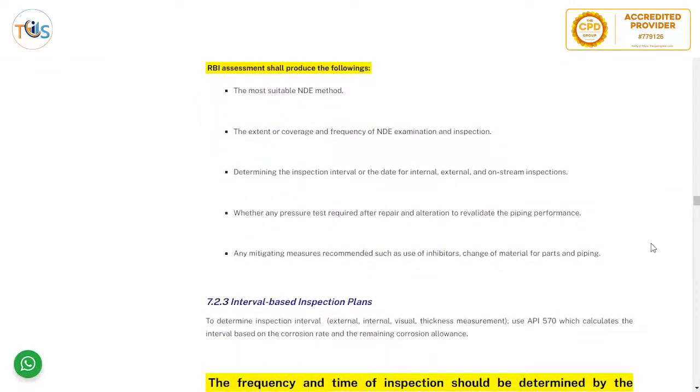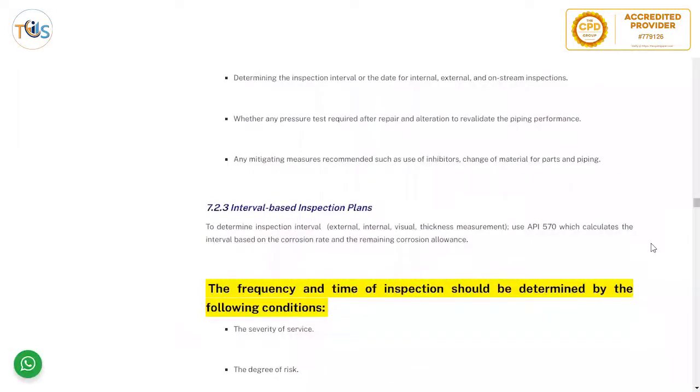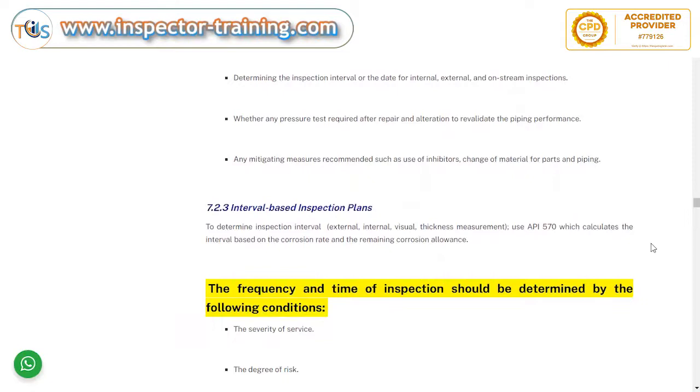RBI assessment shall produce the following: the most suitable NDE method, the extent or coverage and frequency of NDE examination and inspection, determining the inspection interval or the date for internal, external, and on-stream inspection, whether any pressure test is required after repair and alteration to revalidate the piping performance or verify its integrity, any mitigating measures recommended, such as use of inhibitors, change of material for parts and piping. These recommendations are called non-inspection recommendations.